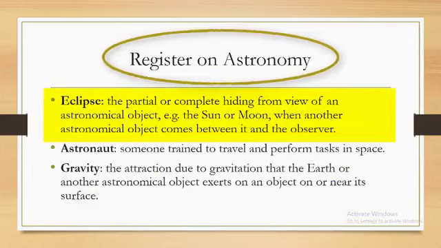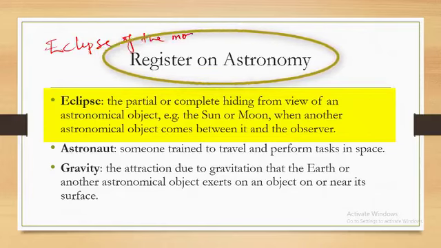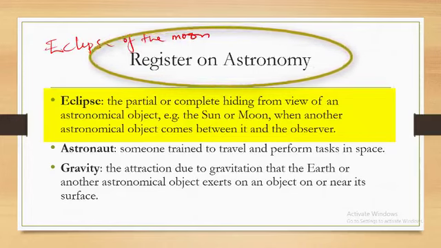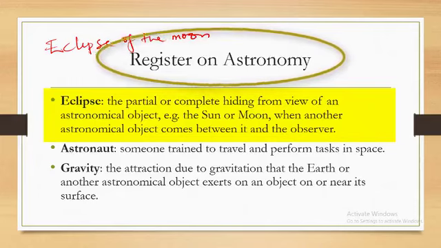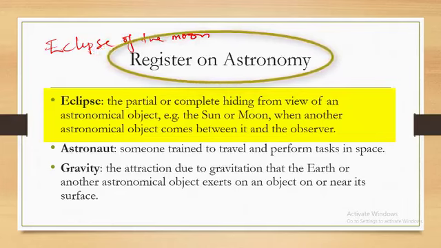Basically we have what you call eclipse of the moon. Now, this is when the moon comes in between the earth and so it casts a shadow, but I don't want to explain that. I believe geography has done justice to that. We have what we call eclipse. Then we also have what we call the astronaut.